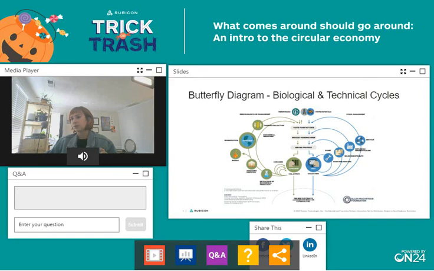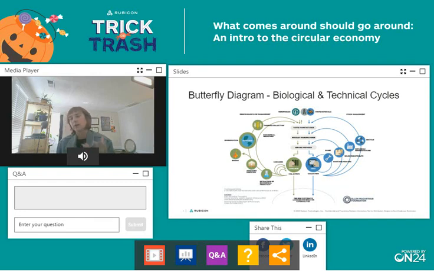And just to get into a bit more detail about this idea of a circular economy, I have this diagram that's called a butterfly diagram. Obviously, it's made up of a couple of different types of circles. This diagram was really popularized by the Ellen MacArthur Foundation, who's been a huge proponent of advancing this idea of a circular economy. In this butterfly diagram, you can see there's two different colors. There's the biological cycles, and then there's the technical cycles.